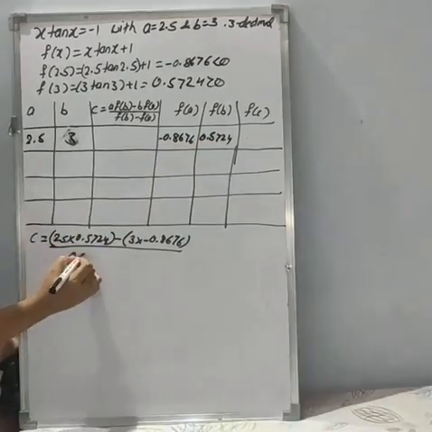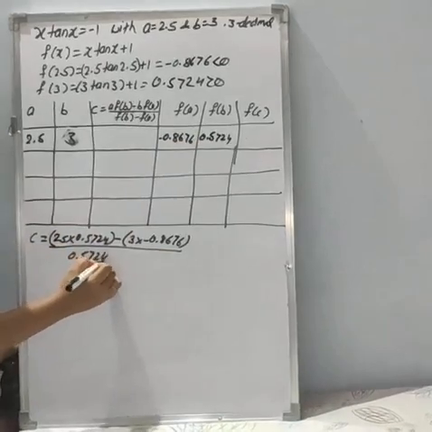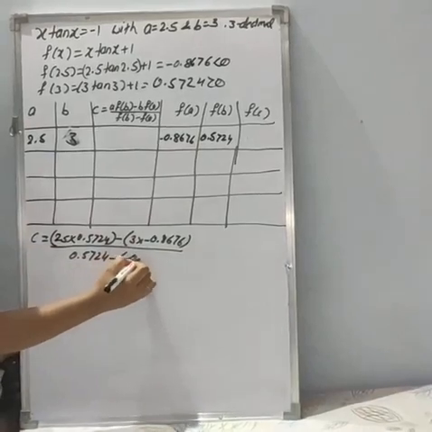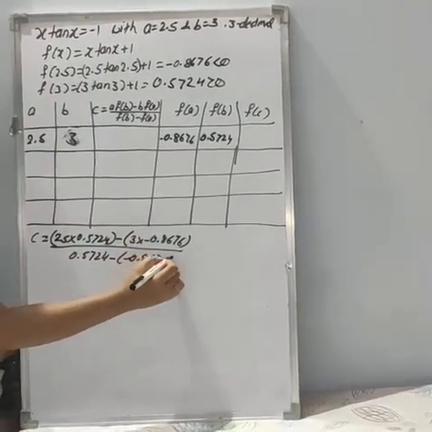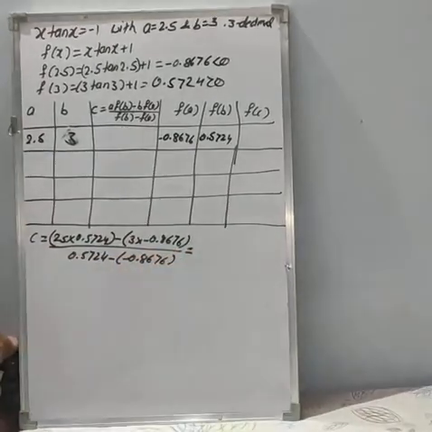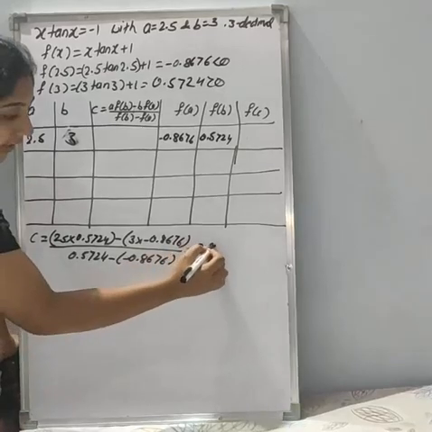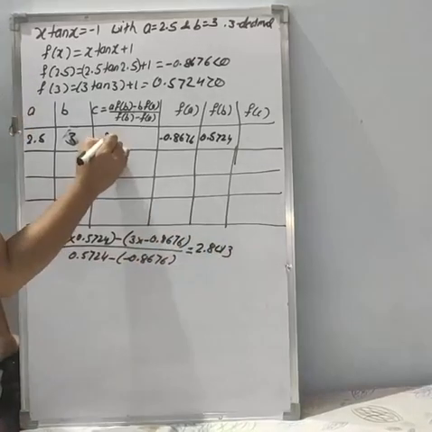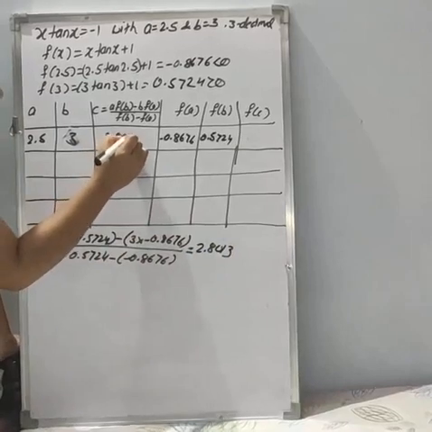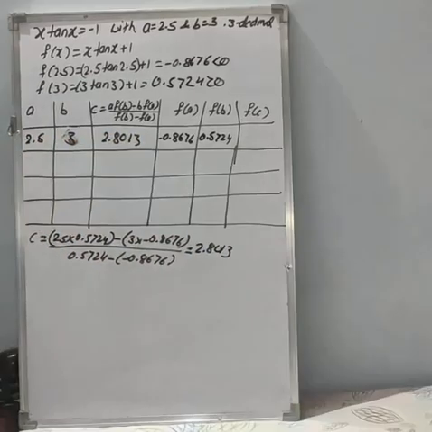divided by f(b) minus f(a). So f(b) is 0.5724 minus (-0.8676). Type this and calculate this. I have explained how to type this in the calculator. Use that method and calculate. You will get the answer 2.8013. So the first root is 2.8013.